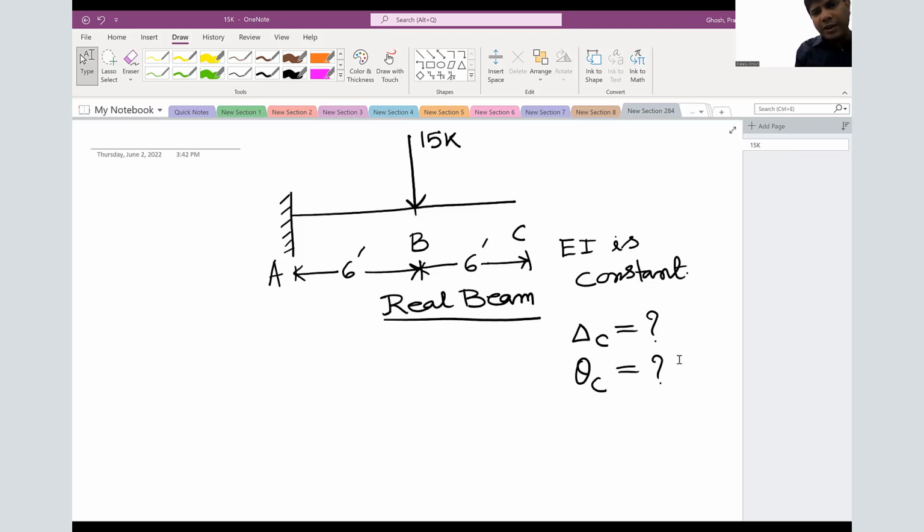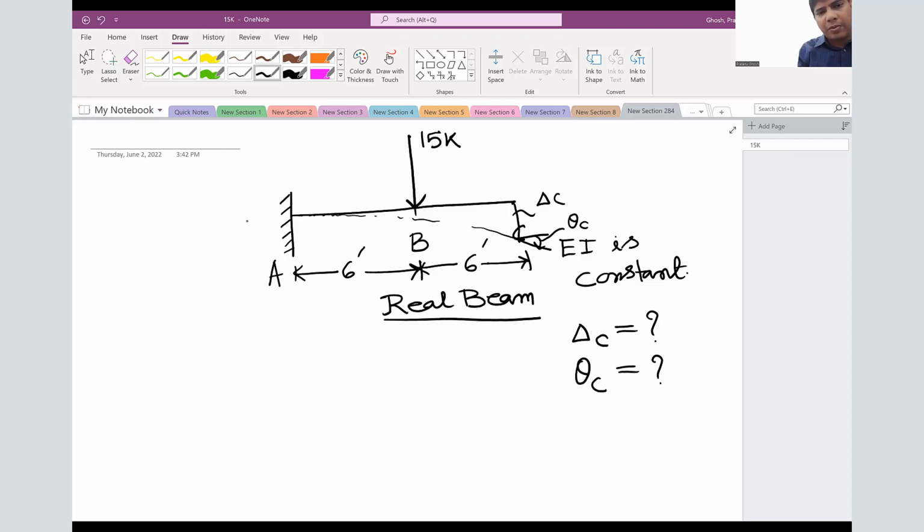As you see, this beam, due to the 15 kips load, starts to deflect. Everything is zero here at the wall, then it starts to deflect at point C. So this is your vertical deflection, and this is your slope with the tangent. So now our aim is to convert from real beam to conjugate beam. So what is the first step?